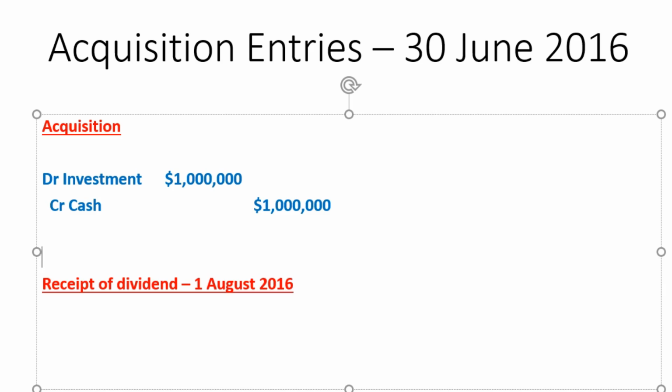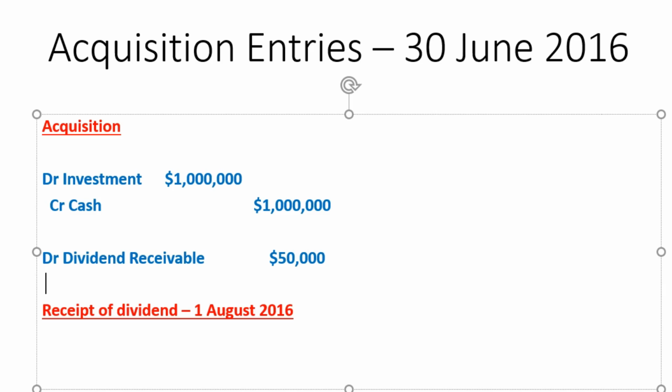So we also need to record the fact that we are entitled to receive a dividend, so we'll record a dividend receivable of 50,000, and we will remove this from the investment account, $50,000, because of what I explained before.